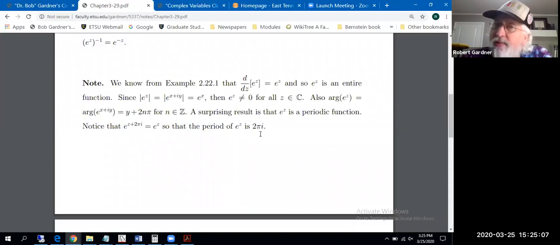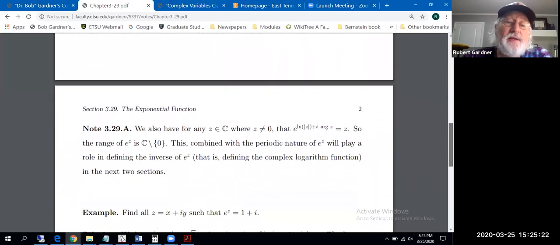And you know who's to blame for all of this. It's polar coordinates. It's all this stuff with the 2 pi i that keeps popping up in these arguments. It's the argument's fault that we're having this periodic nature and that we're going to have a challenge in defining the log function.